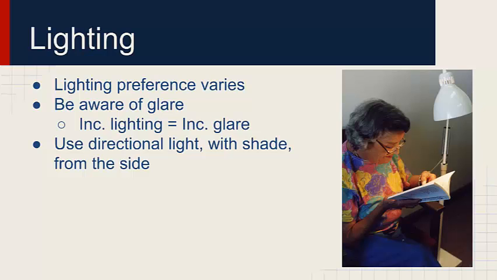All right, so we're going to move on to talk about lighting now. Lighting preference varies from person to person, even if they have the same eye condition. So don't just assume that everybody with macular degeneration likes one particular style of light, for example. It's individual. When you're providing lighting for your patient, you must be aware of glare because increasing lighting also potentially increases glare. So you need to try and avoid glare for your patients.